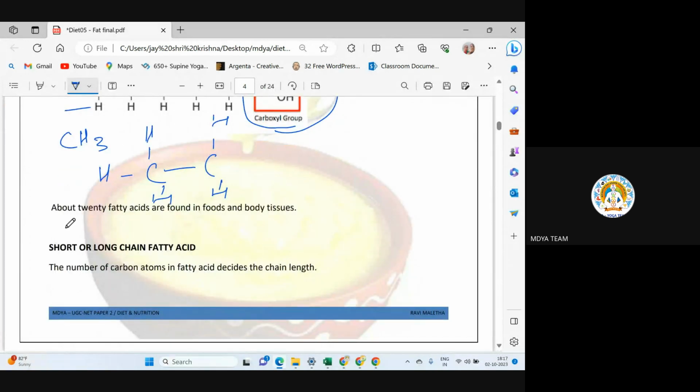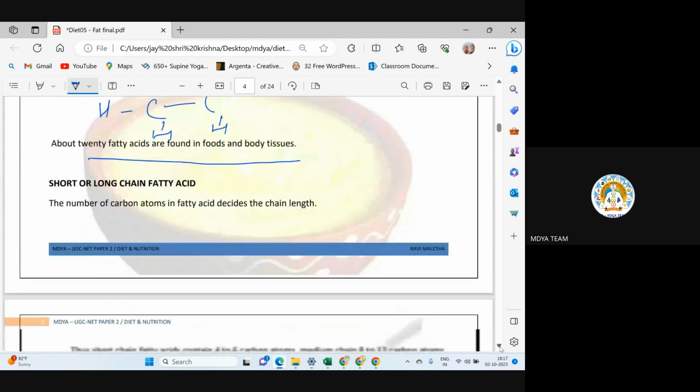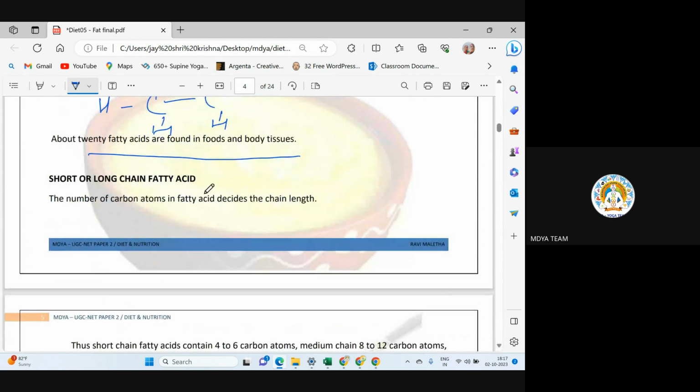Also remember this: about 20 fatty acids are found in food and body tissue. How many amino acids were there? 22. Yeah, 22 amino acids. And out of 22, how many amino acids are biologically important? 20. Twenty amino acids are biologically important. Very good.